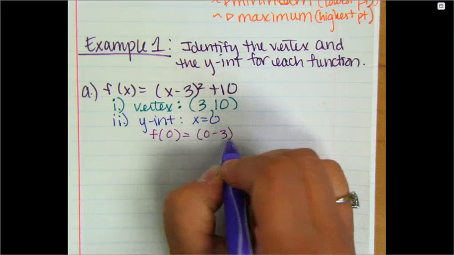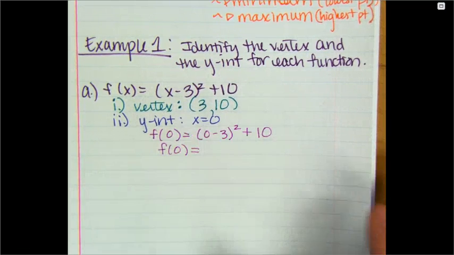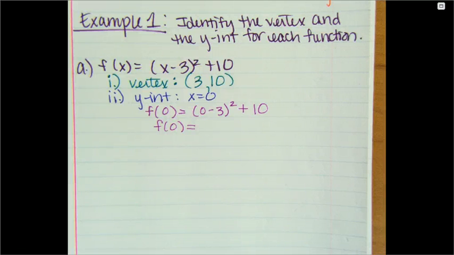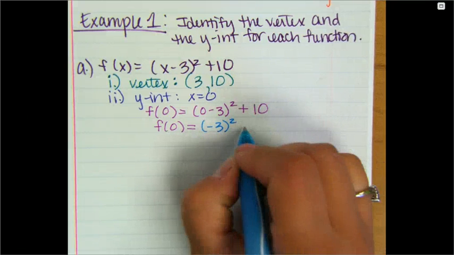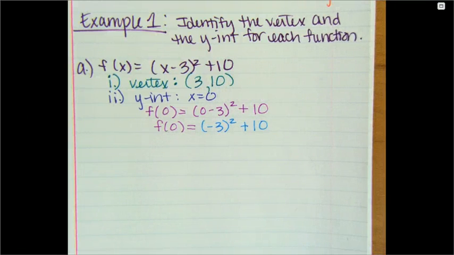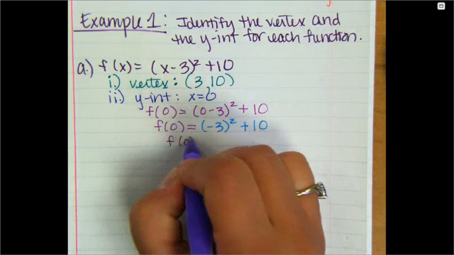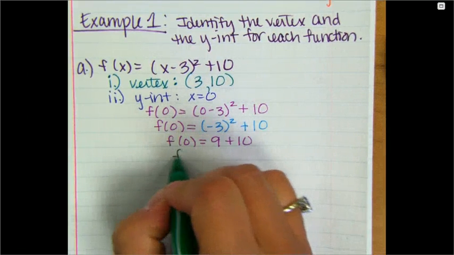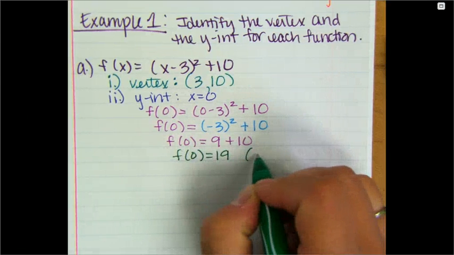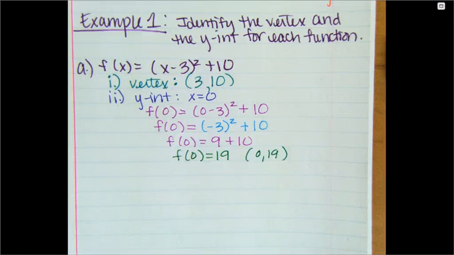F of 0 equals (0 minus 3) quantity squared plus 10. What's 0 minus 3? Negative 3. Does it need to be in parentheses? Yes. Is it wrong if it's not in parentheses? Yes. It's a different answer. Negative 3 squared is what? Positive 9, plus 10 is 19. Ordered pair? 0, 19. We good? Make sense? Wonderful.